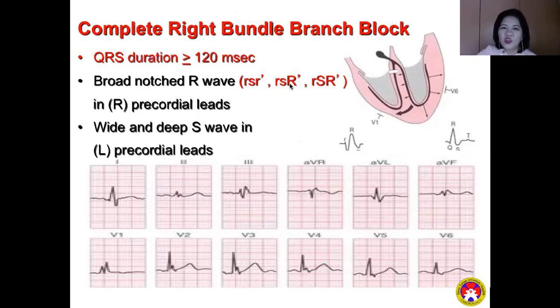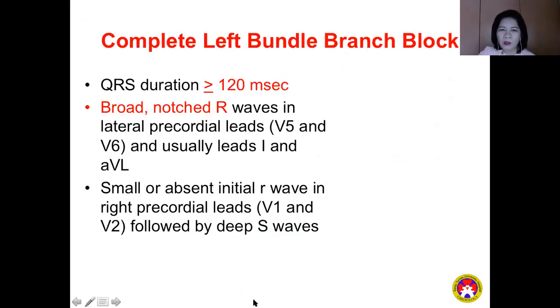Now, how do you differentiate a right from a left bundle branch block? We look at V1 and we look at V6. In V1, you see the rSR' pattern. It can be all small letters, meaning you just see small complexes. So you have the rabbit ear. And at V6, you see a wide slurred S, like this one. Sometimes you can see it extending to lead 1. So that is complete right bundle branch block.